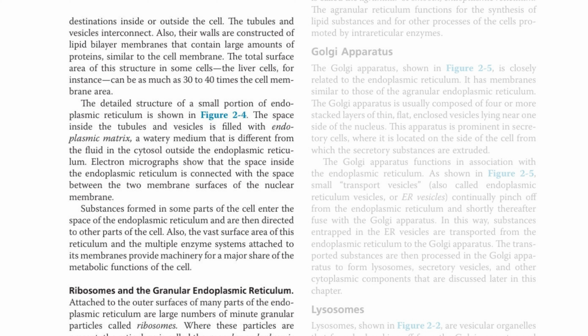The space inside the tubules and vesicles is filled with endoplasmic matrix, a watery medium that is different from the fluid in the cytosol outside the endoplasmic reticulum. Electron micrographs show that the space inside the endoplasmic reticulum is connected with the space between the two membrane surfaces of the nuclear membrane. Substances formed in some parts of the cell enter the space of the endoplasmic reticulum and are then directed to other parts of the cell. Also, the vast surface area of this reticulum and the multiple enzyme systems attached to its membranes provide machinery for a major share of the metabolic functions of the cell.